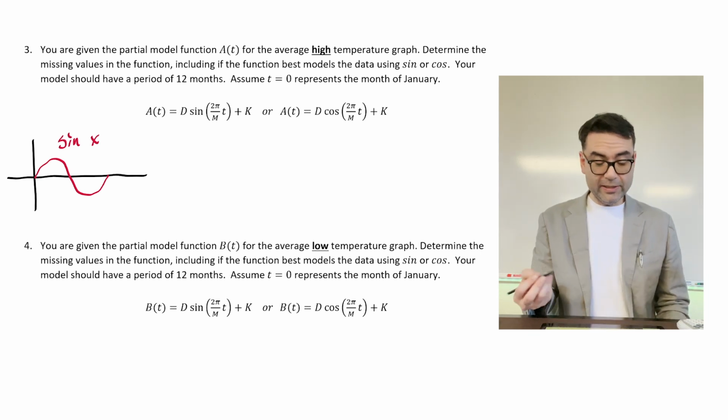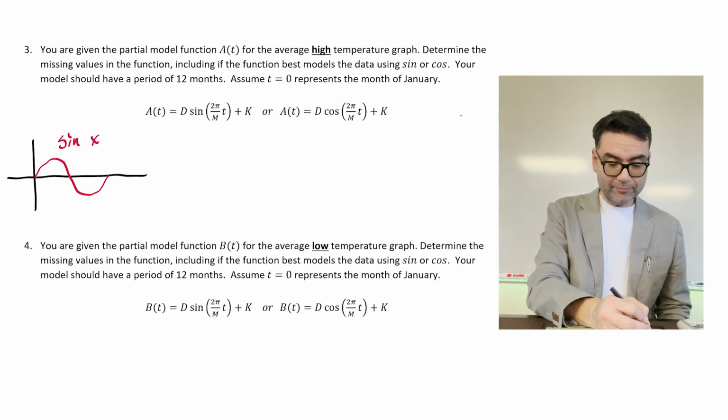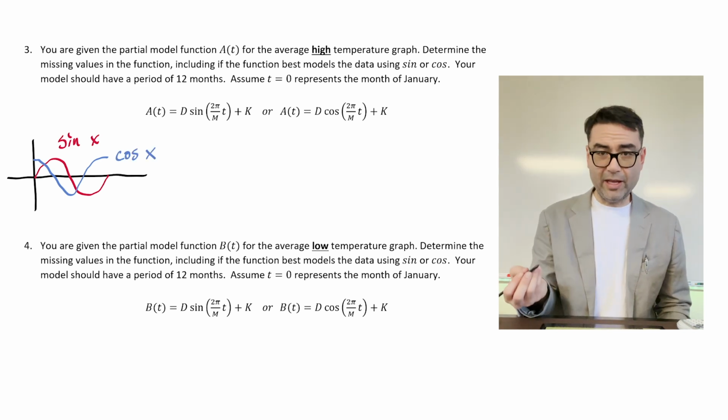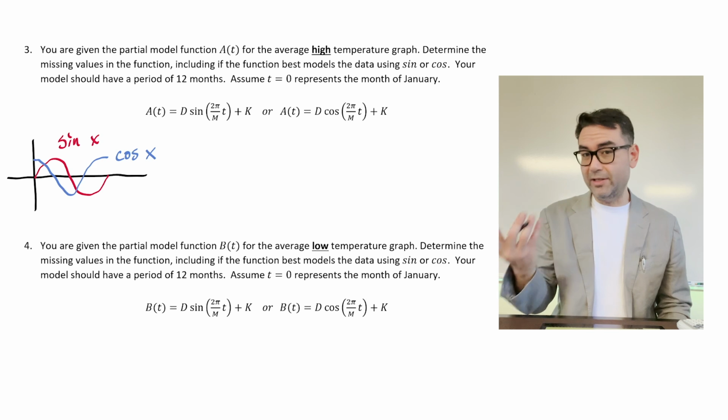What cosine does is cosine starts at the maximum, and then decreases to the minimum, and then comes back up to the maximum. So that would be like cosine of x. Something like that. It's a rough sketch. You could graph it on decimals to get a better idea.